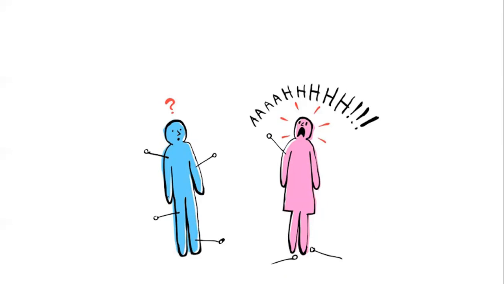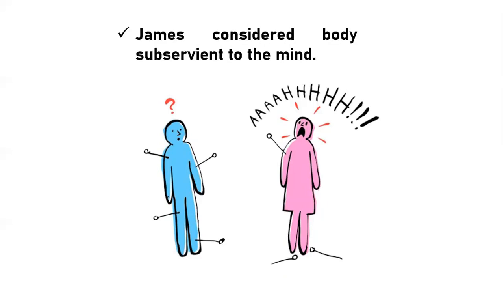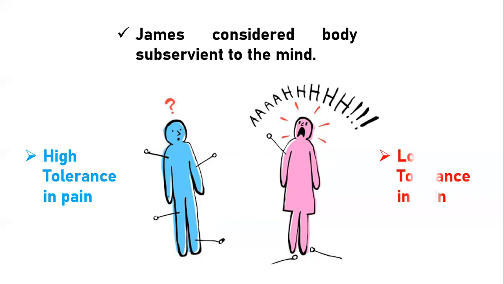However, James considered body subservient to the mind. In other words, our body is dependent on the mind. And a good example of this is mental concentration, which can be so tightly focused as not only to banish ordinary sensations, but even the severest pain. That is why there are people who have high tolerance in pain, while the rest, they have this low tolerance in pain.